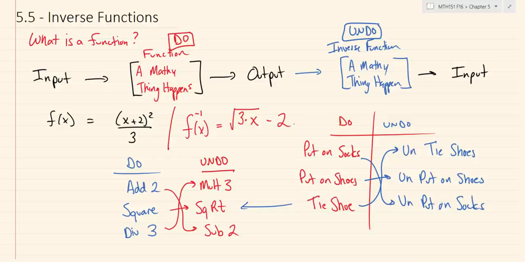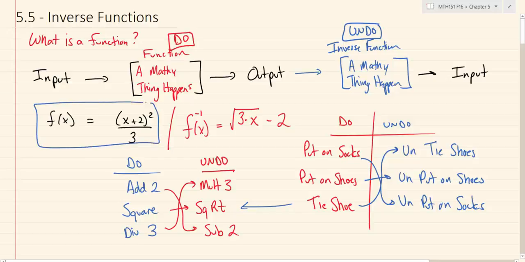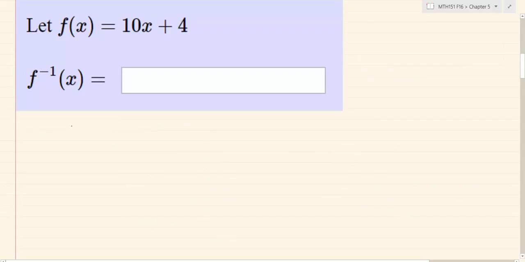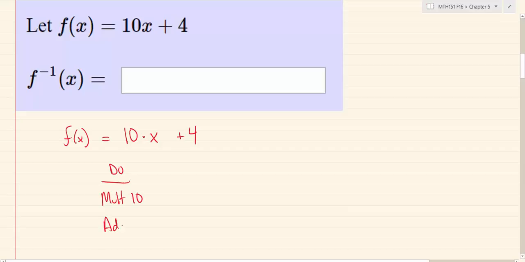So here we have a function. The blue box is the function, and the red box is its inverse function. f of x equals 10 times x plus 4. If you were to create a do list, you would say multiply by 10 and then add 4. That's what this function does. You take any input, multiply it by 10, and then add 4.